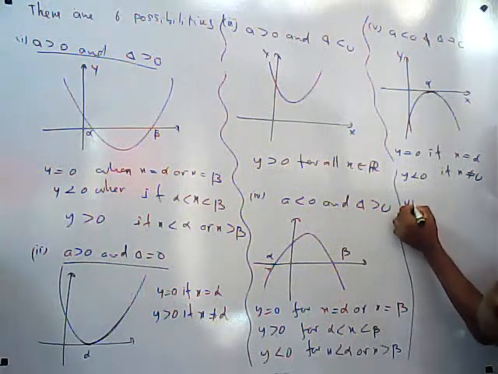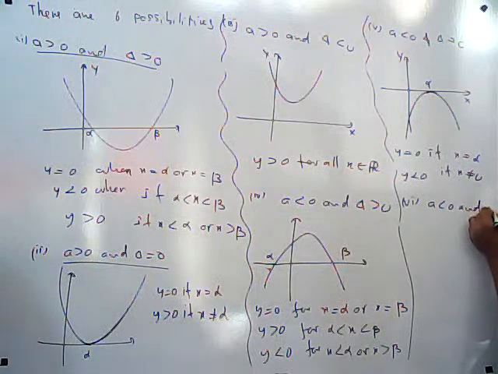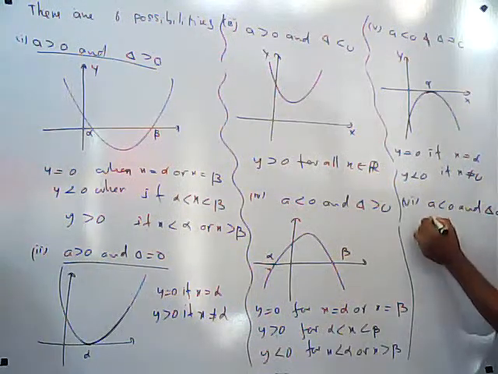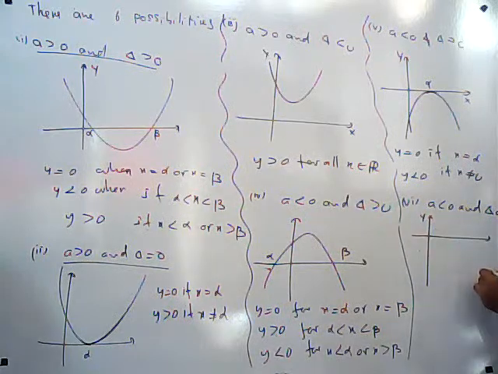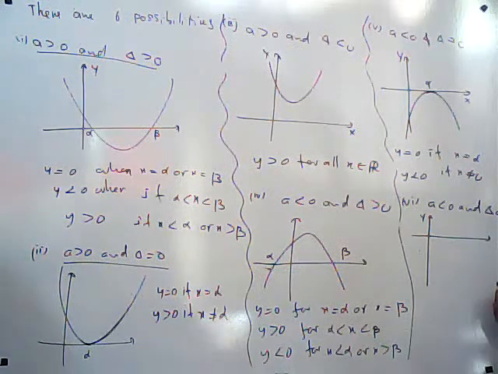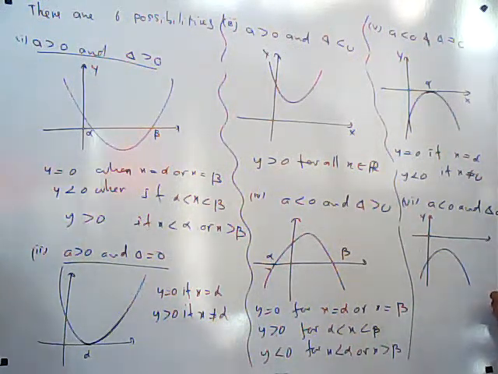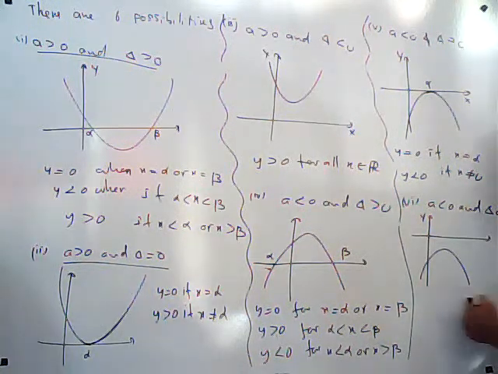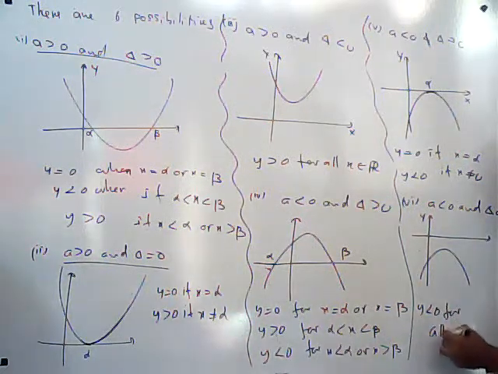And the sixth and the last is A less than 0 and delta is also less than 0. It's a maximum, but entirely below the x-axis. Always negative. Y is less than 0 for all real x.